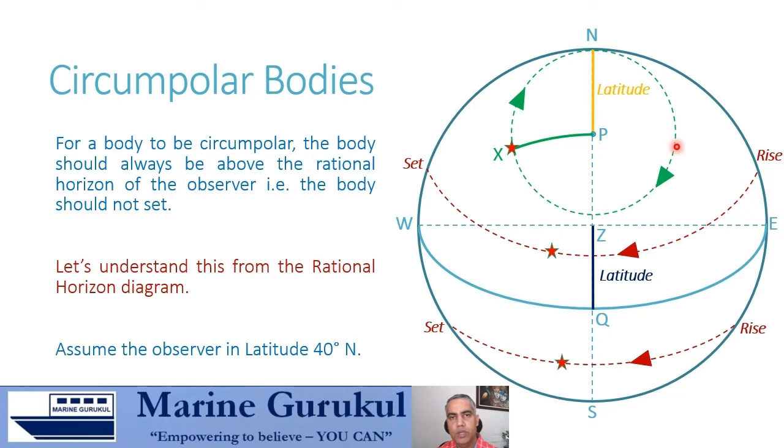So one condition which we can pick up from this rational horizon diagram is that for a body to be circumpolar, the first condition is the latitude and declination. Latitude of the observer and declination of the body should be of the same names.